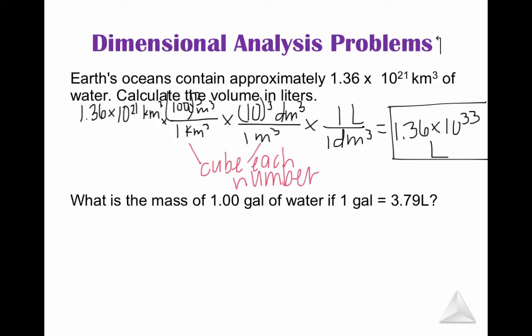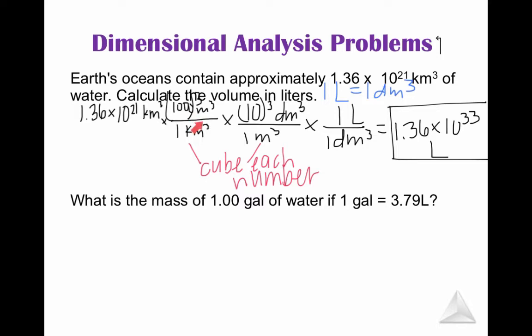So you can take a look at the first one, and we had to go from kilometers cubed to liters. A conversion factor that is helpful to know is that 1 liter equals 1 decimeter cubed. So what I did is I went from kilometers to meters cubed, so kilometers cubed to meters cubed. Always go to the base unit if you're not sure.